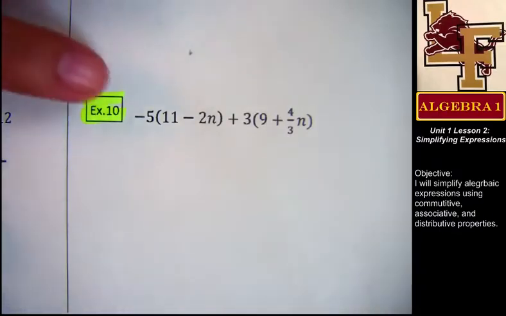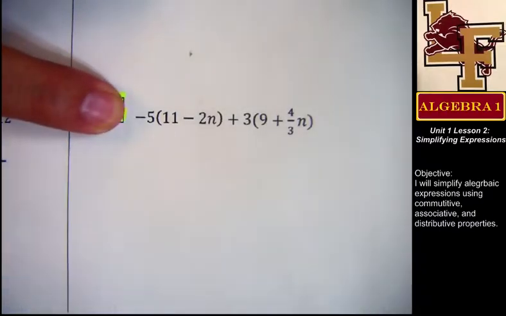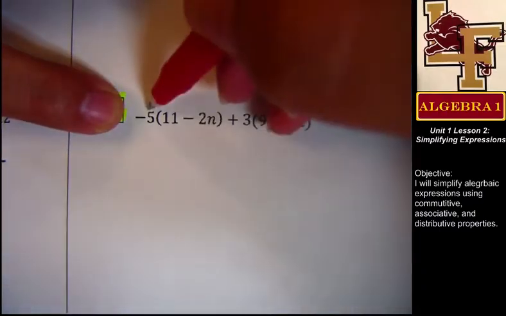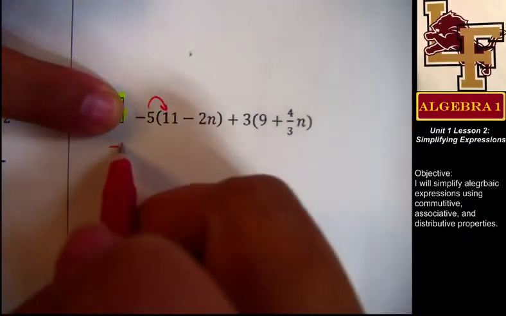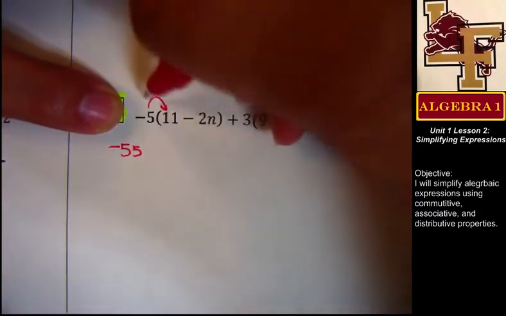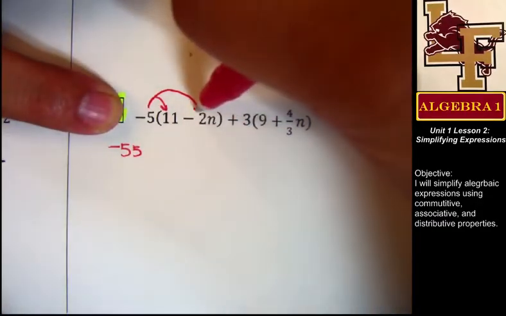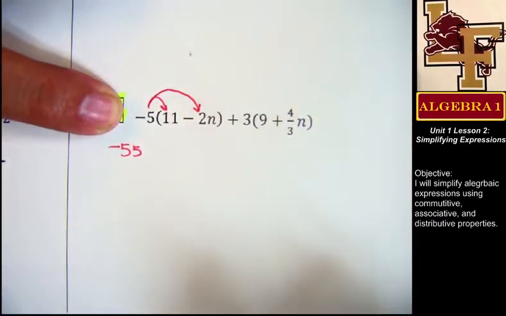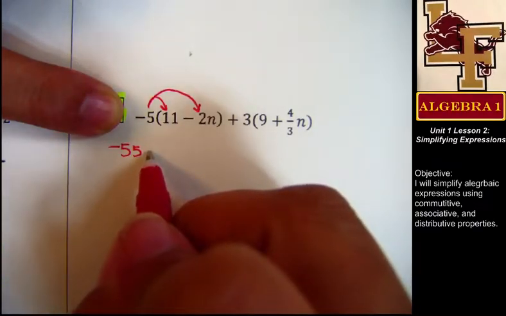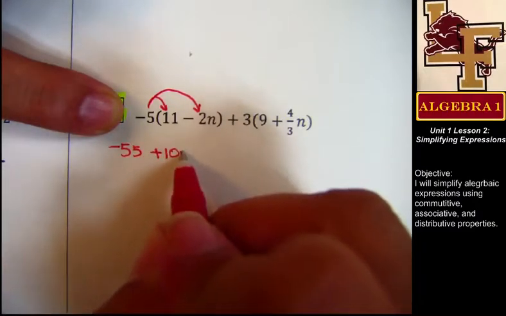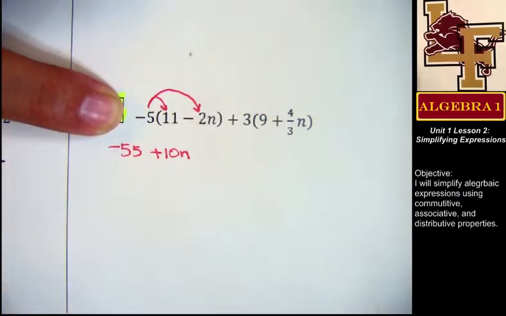All right, let's distribute the first group. Negative 5 times 11 is negative 55. Good. Negative 5 times negative 2n. Positive or negative? The signs are the same, so they're positive. A negative and a negative is positive. That's okay. That's all right.